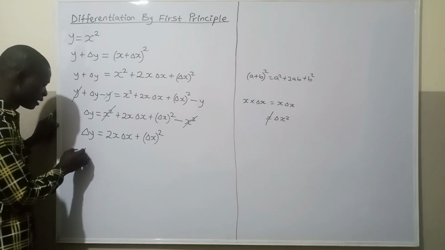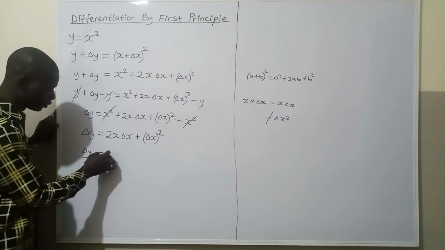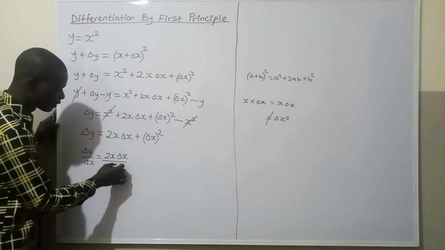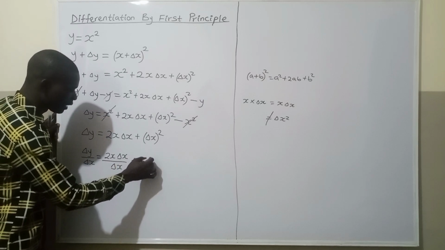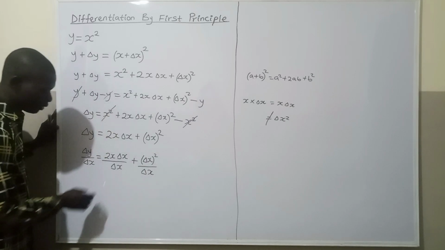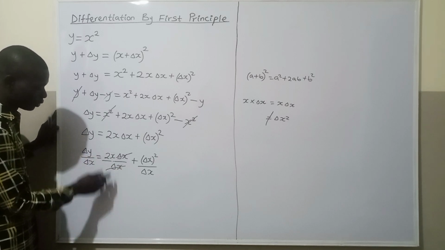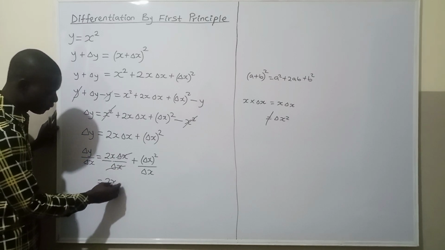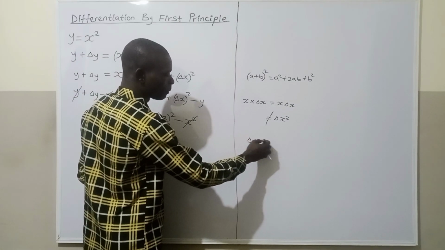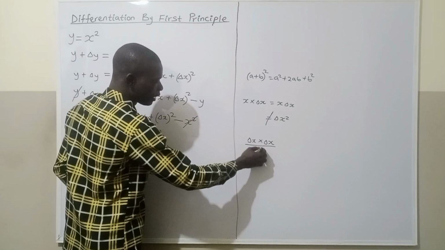And when we divide both sides by delta x, that's going to be delta y divided by delta x. That's going to be equals to 2x delta x divided by delta x, and then plus delta x squared also divided by what? Delta x. So this delta x here will cancel this delta x. We'll be left with only 2x here. And this delta x squared, what does delta x squared mean? Delta x squared means delta x multiplied by delta x. And both are now being divided by what? Delta x.